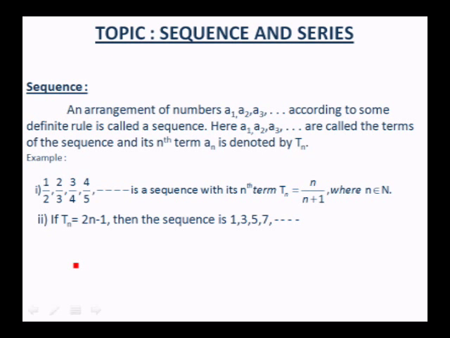If you take Tn as 2n minus 1, then we can write the members of the sequence. When n is equal to 1, you get 1. When n is equal to 2, you get 3. When n is equal to 3, you get 5. So the sequence is 1, 3, 5, 7, etc.